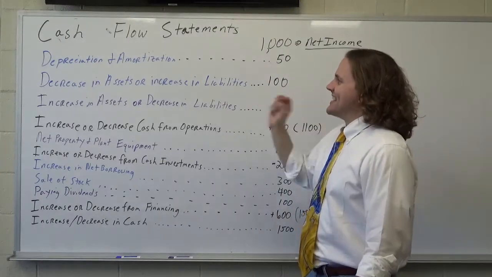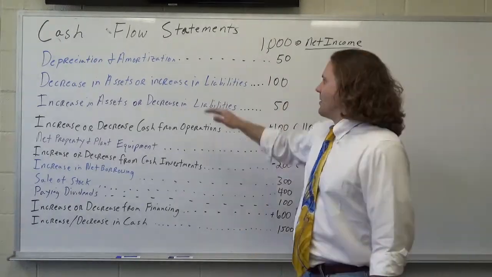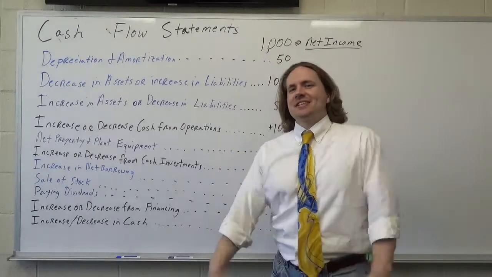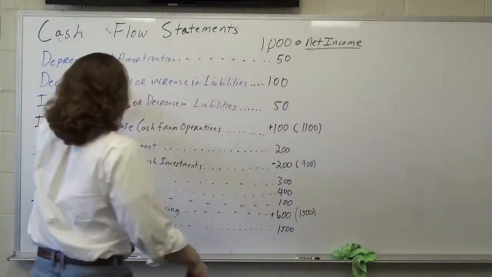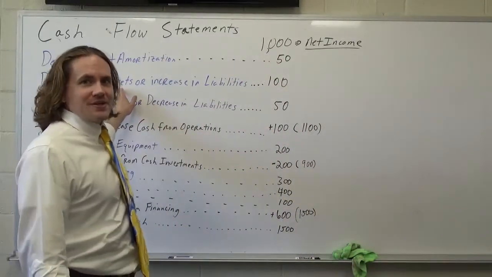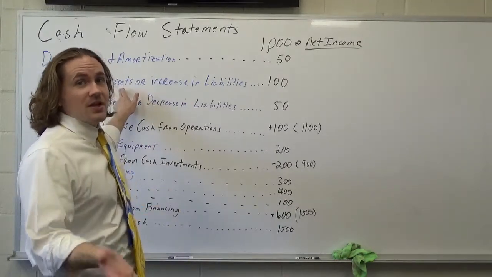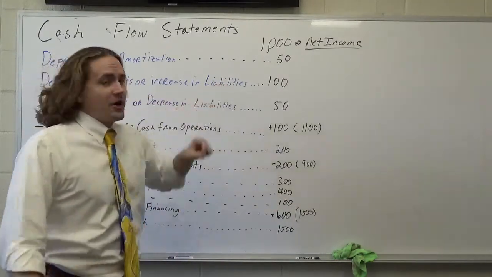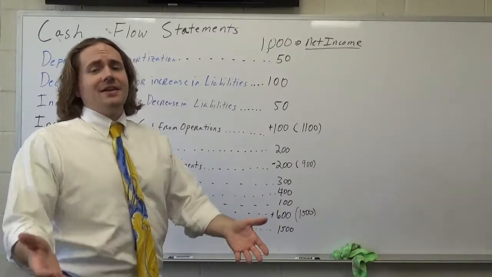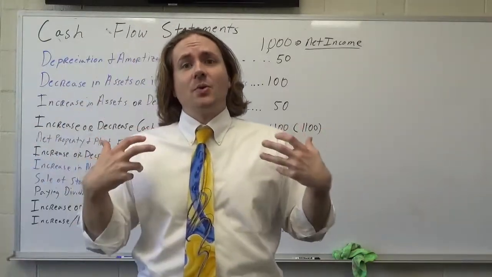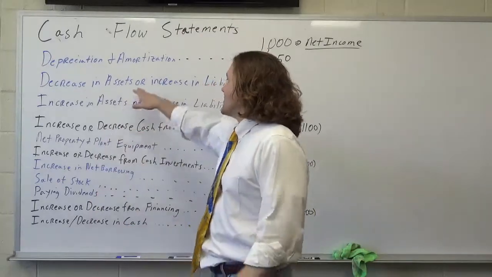You've also got a decrease in assets or an increase in liabilities that we're going to add. And I know this is counterintuitive, but think about it. A decrease in assets means you've sold something. Let's say you have a factory that makes sweaters. If you sell $100 worth of sweaters, then that's $100 that you are gaining. That's why it's a decrease in assets.